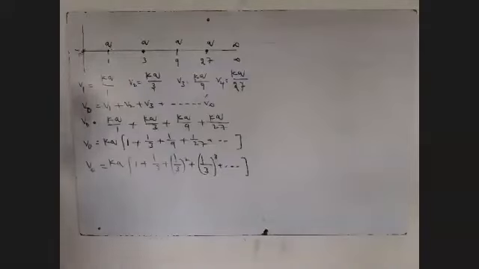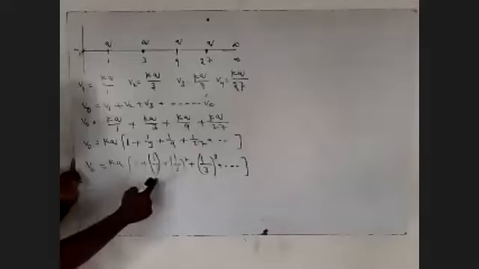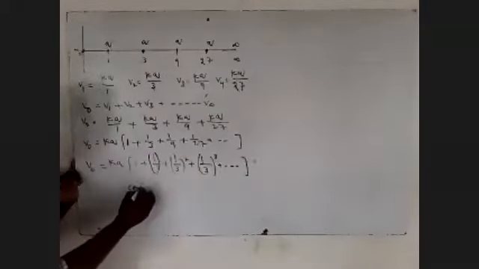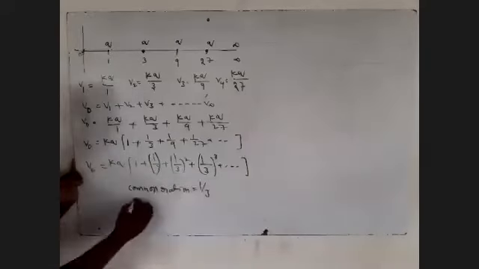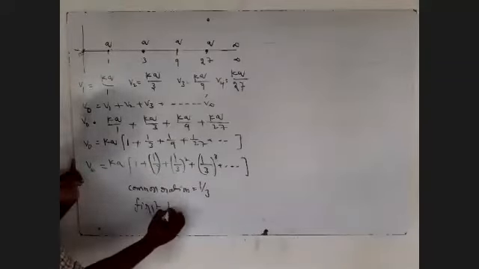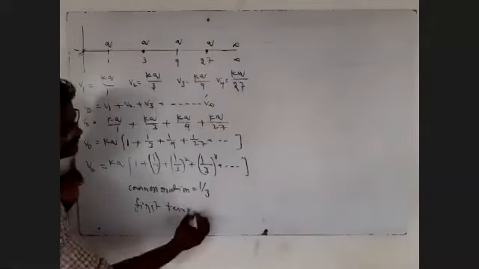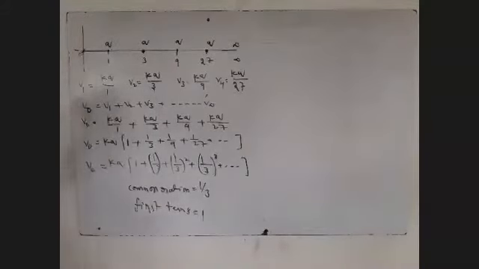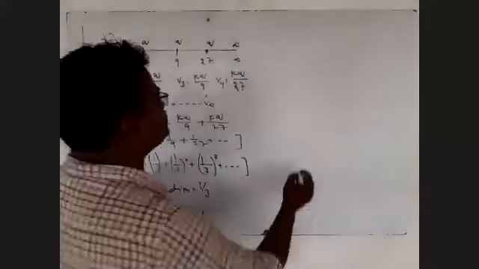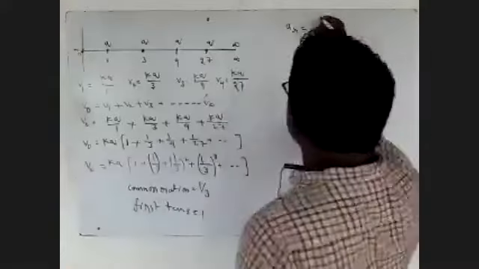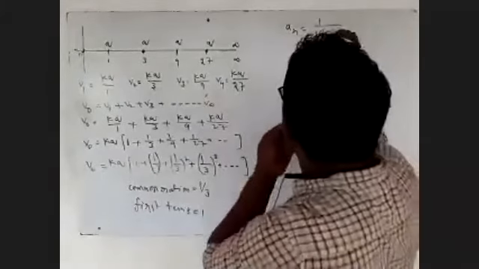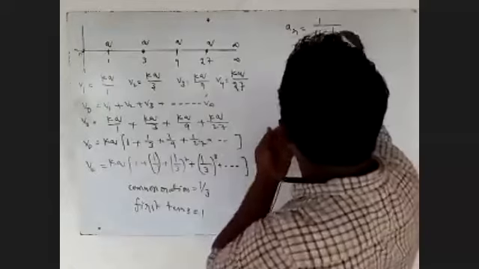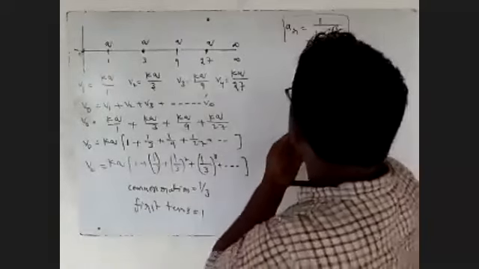Okay. So do you know what theorem this is? This is a geometric progression with a common ratio. The common ratio is 1 by 3. The first term is 1. So we know the formula: the sum is a by 1 minus r, where r is the common ratio. This is the formula. We know this already.